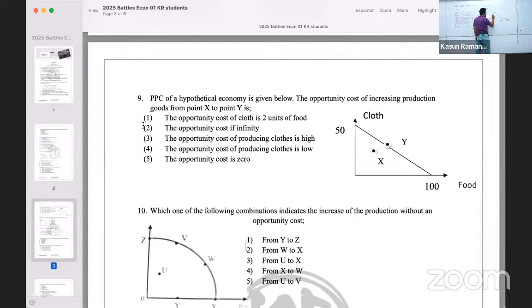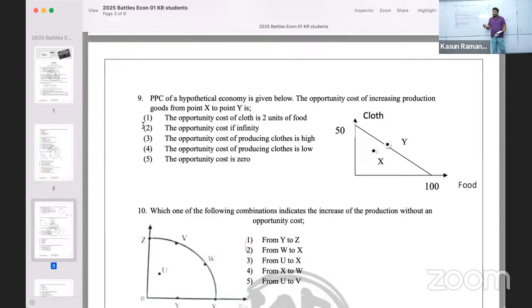If it's a point moving from inside the PPC towards the PPC, what do we call it? We call it a movement from a point inside the PPC towards the PPC. It is an increase in employment. But do you sacrifice anything? No, right? So production of both goods is increasing without sacrificing any other good. If this kind of movement is there, there is no opportunity cost, because production is increasing without sacrificing the other good.